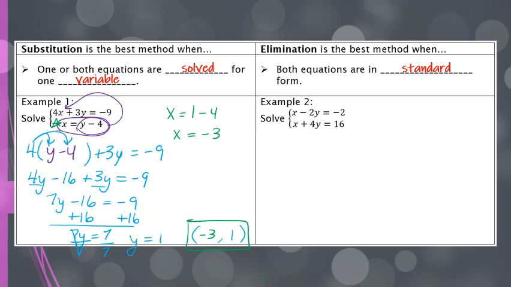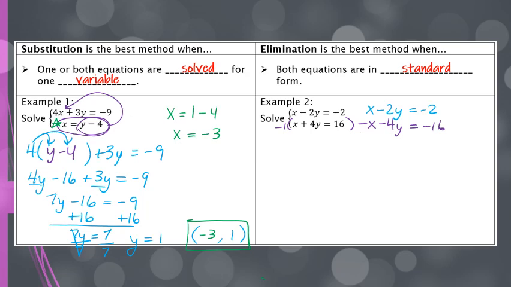I can see that I have my x's, the numbers already match. They both have a coefficient of 1. The only thing that I would need to do is make one of them negative. So I'm going to choose to change the bottom equation. I'm going to take the whole thing and multiply it by negative 1. So essentially all I'm changing are the signs. So I'm going to copy down my top equation, x minus 2y equals negative 2. And then my bottom equation, all the signs are going to switch. So negative x, negative 4y, and negative 16.